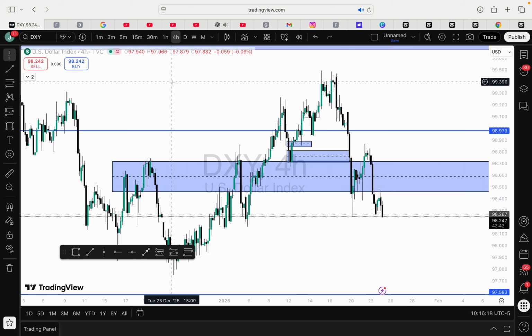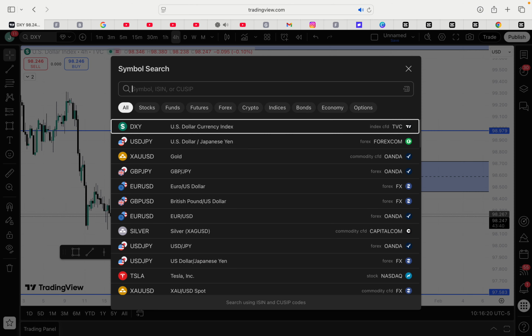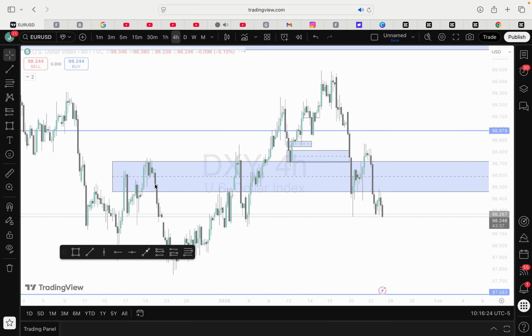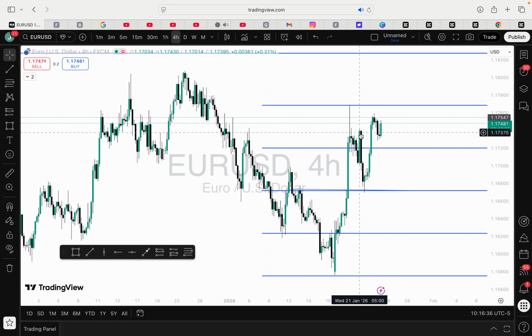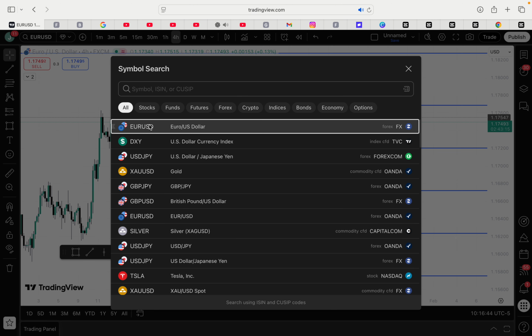This is one of the trades that I took yesterday. Besides that, I also had Euro USD before. As you can see, one is falling and this one is rising. As for me, as you can see here, the price is going up. So let's first go to the dollar index.